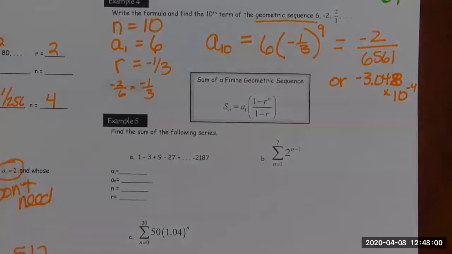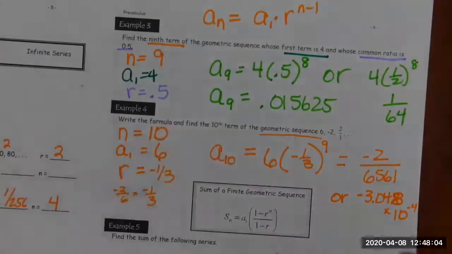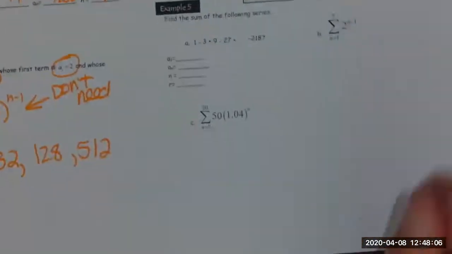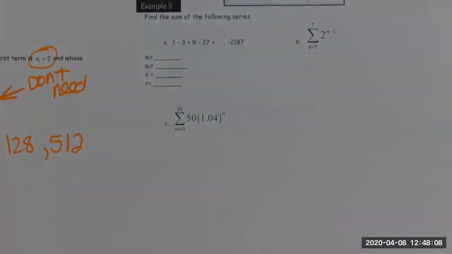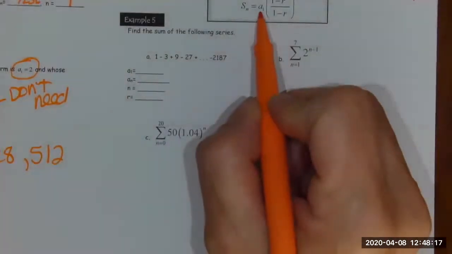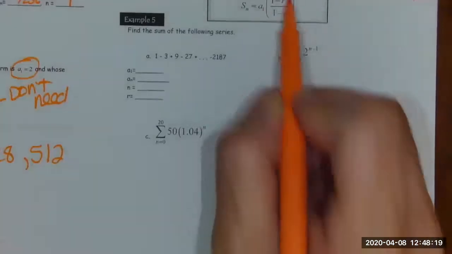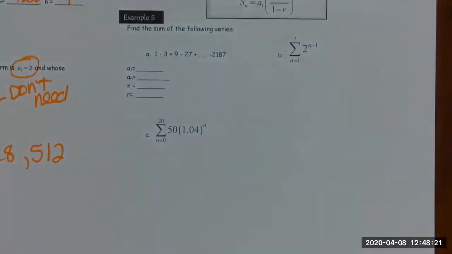So these I think are actually a little bit easier than arithmetic because we just have the one formula, we don't have two. Now we're looking at the sum. If I have a geometric sequence, a whole list of numbers, can I add them up very fast? Well, let's see. All I need is the first term, how many I'm adding up, and what my ratio is.